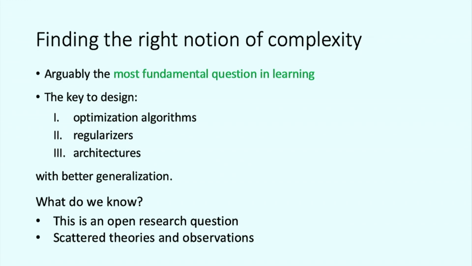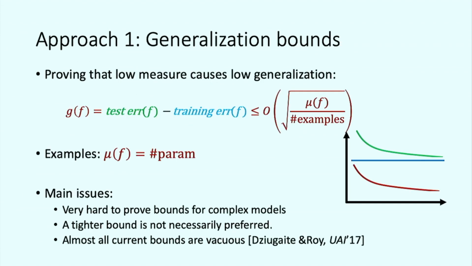Unfortunately, even though this is a fundamental question, it is pretty much an open research direction, and there are only scattered theories floating around based on empirical or theoretical work, and we don't know much about it. One approach to understanding generalization is generalization bounds, basically proving that the generalization gap, which we're interested in, is bounded by something else.